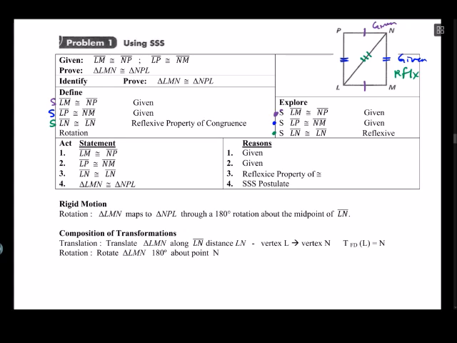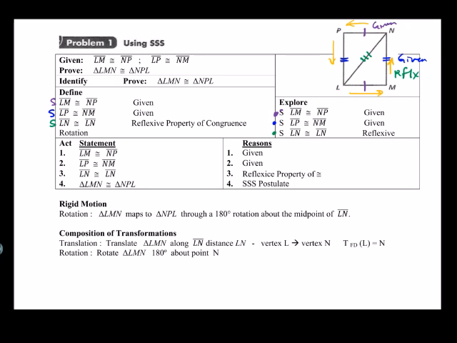Side, side, side postulate shows that triangle LMN is congruent to triangle NPL. Along side 1, up side 2. So that means on this one we need to go along side 1, down side 2. So LMN, NPL. Make sure everything is in the appropriate order.